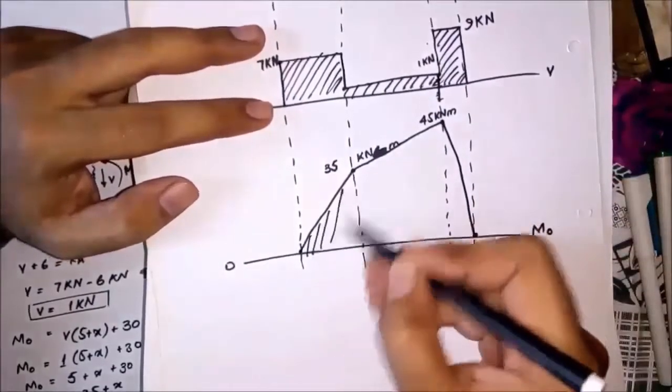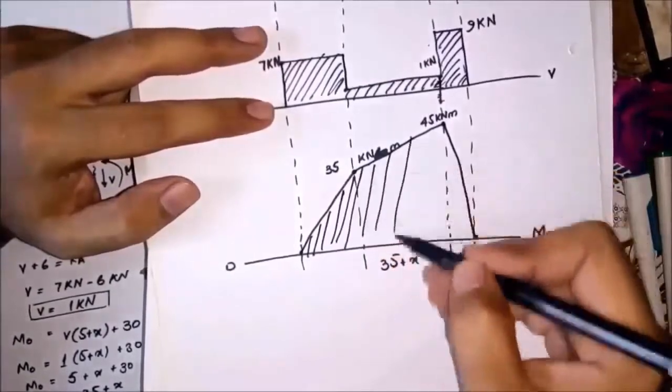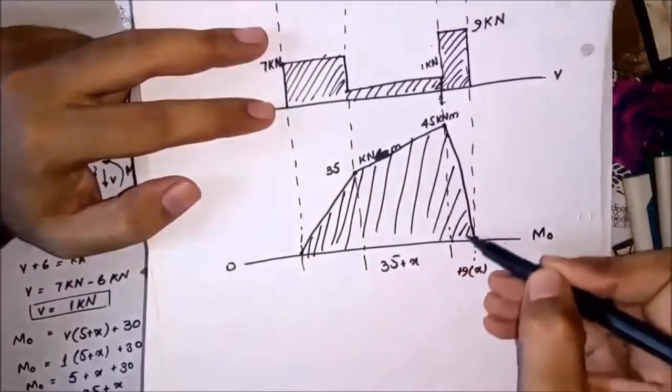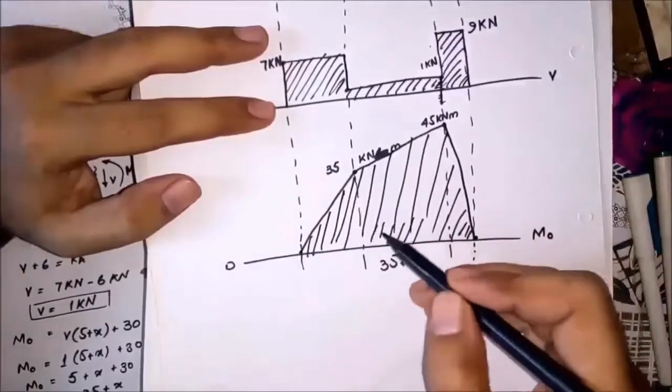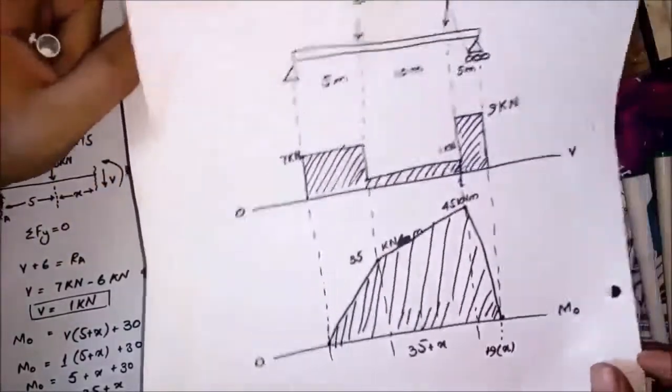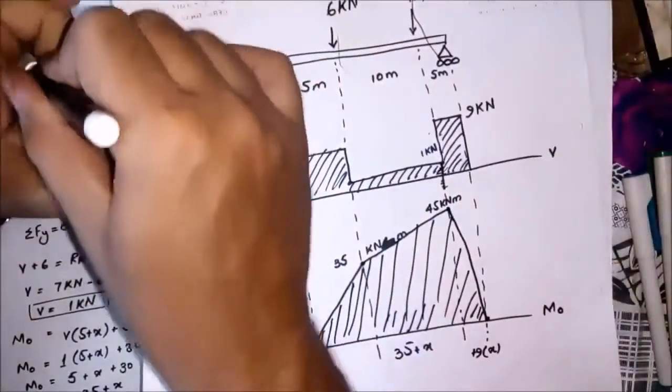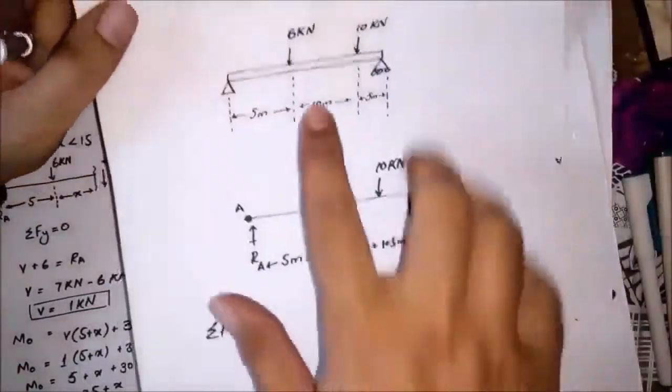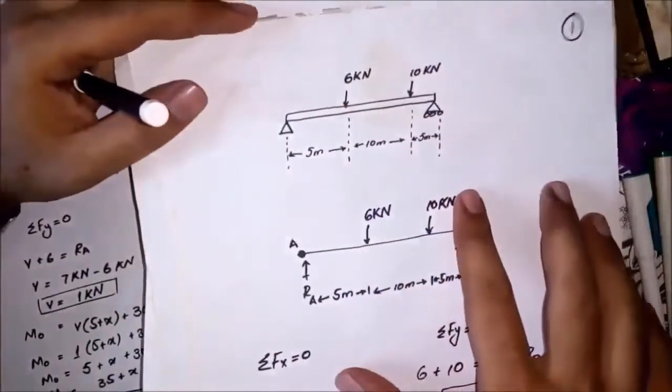There are some hints for the bending moment diagram. First, the bending moment graph never goes into the negative region. Second, if there is an x square or a higher power of x in the MO expression for any section, then the graph will increase or decrease in a curvilinear manner.